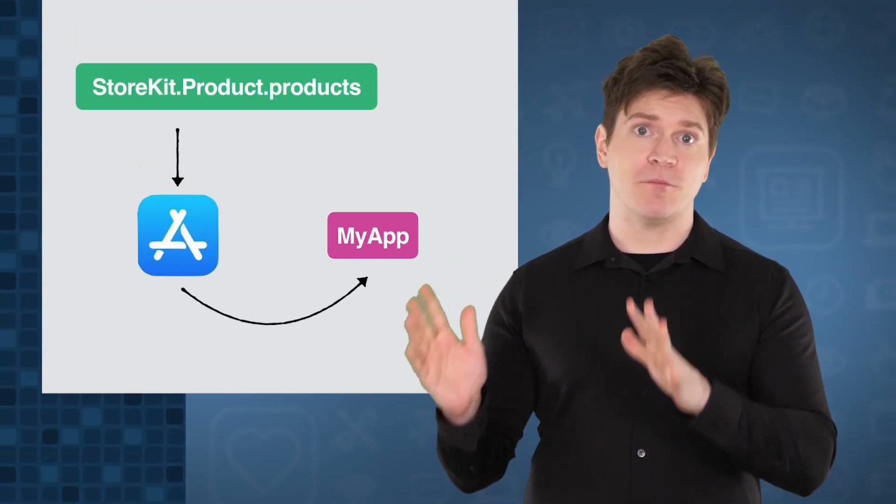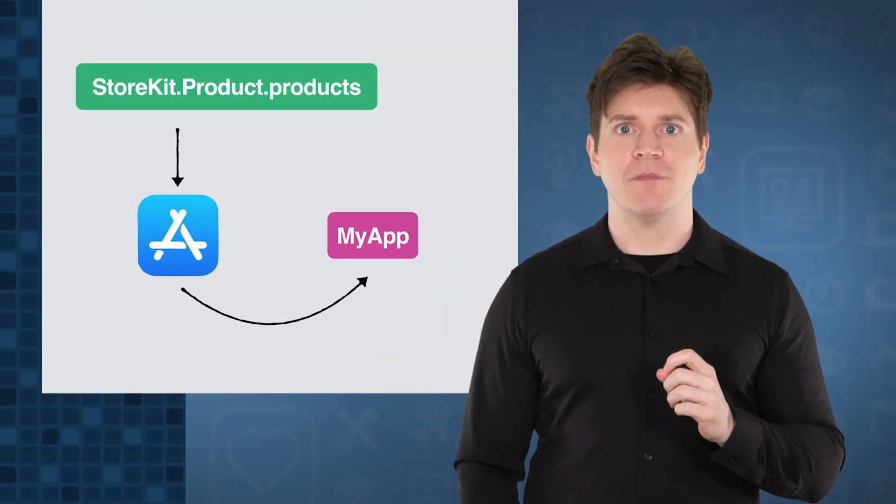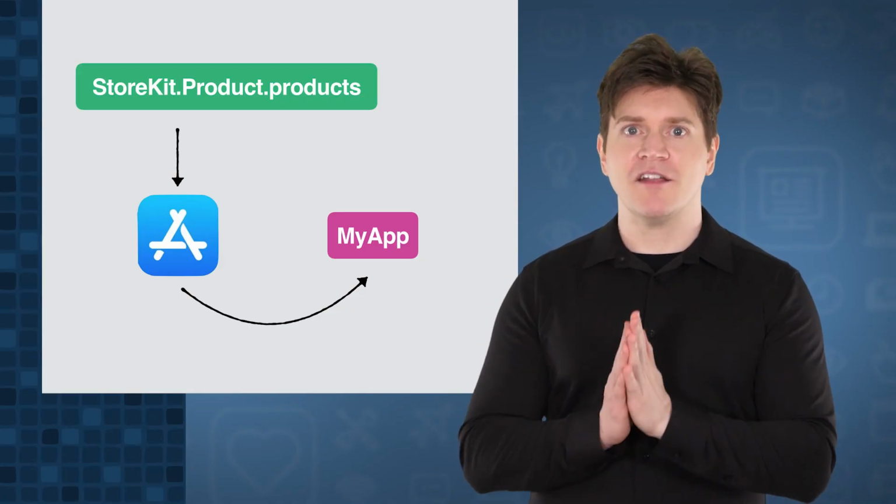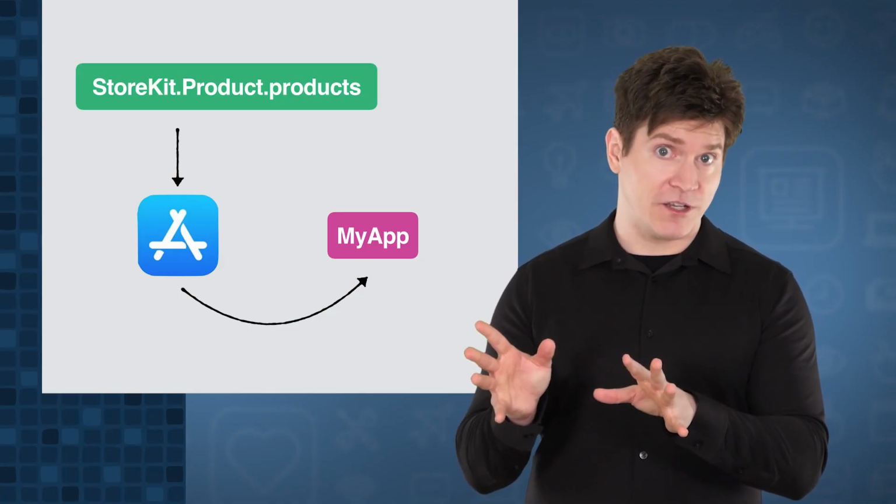Finally, we are ready to talk to StoreKit. To get information about a product from StoreKit, we make a request. This is done with the Product.products method. You make the request by passing in a collection of product identifiers, and of course, they must match the reference names that you set up in App Store Connect.